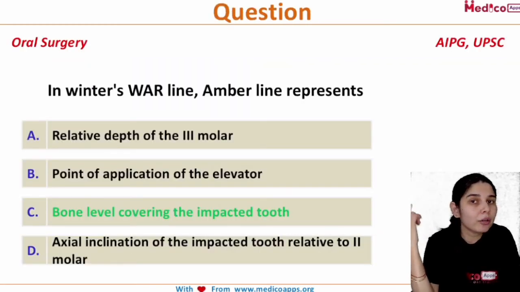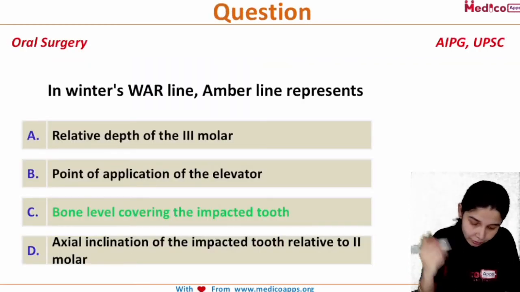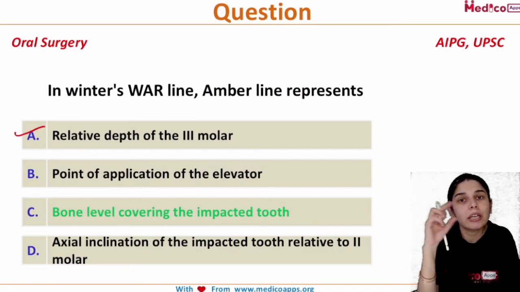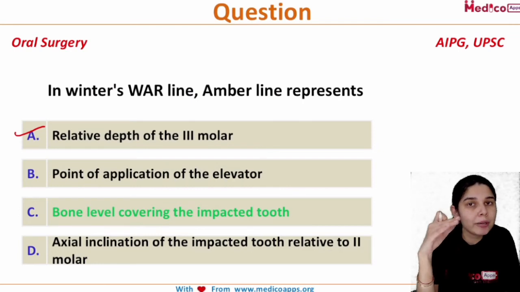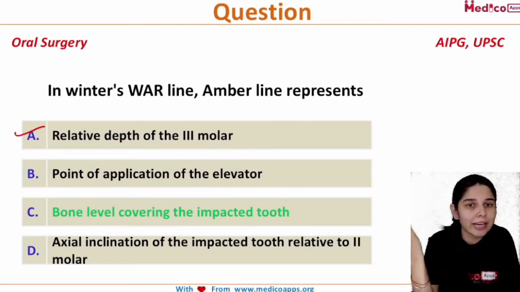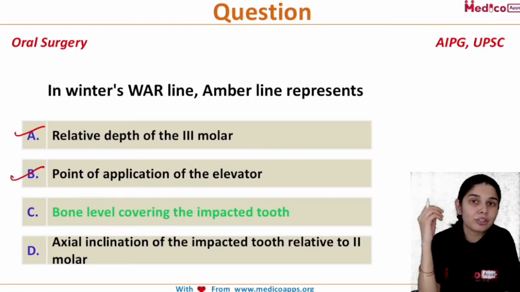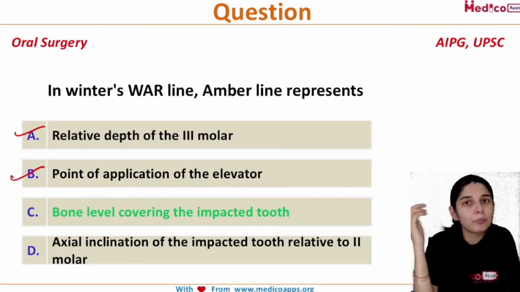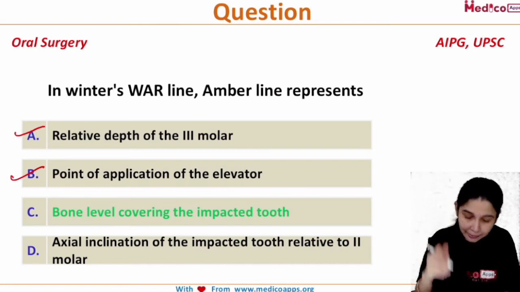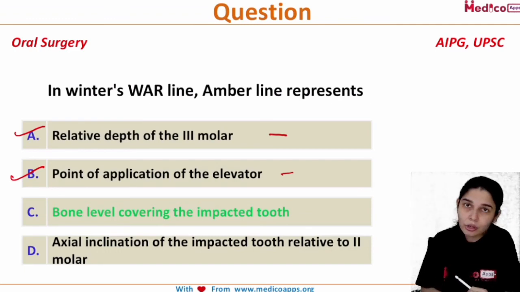Moving to our question now, the first option was the relative depth of the third molar. What is it signifying? The depth of the third molar, how deep it is inside and how much of the bone we have to remove. That is the red line. The point of application of the elevator is where we put in the red line, and from there a line is drawn straight up, perpendicular to the Amber's line. So this is also the red line.